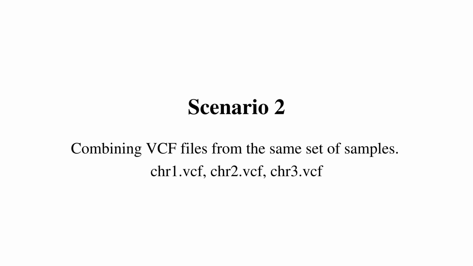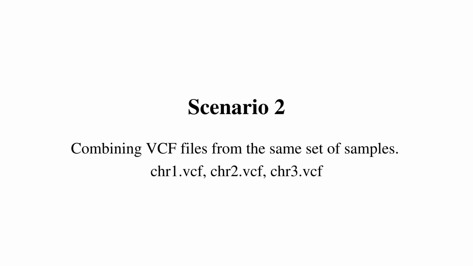We have chromosome 1.VCF, chromosome 2, chromosome 3. You should take note that it should be the same set of samples. So that means that the samples here in file 1, file 2, file 3, we should have the same number of samples. It's very, very important. So you need to make sure you have that also satisfied.